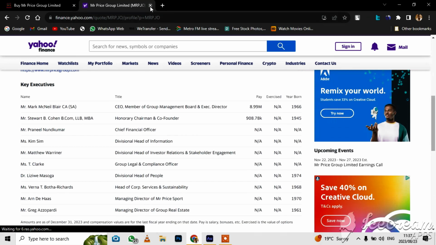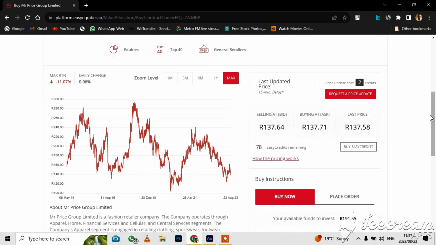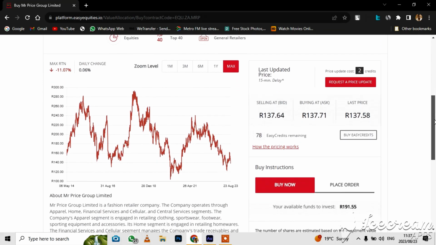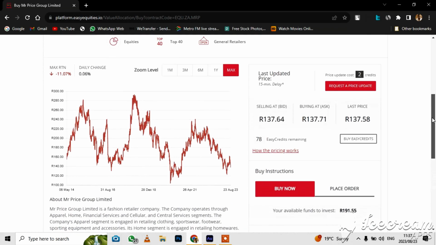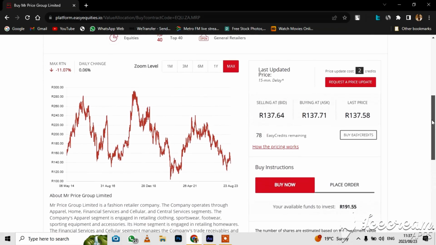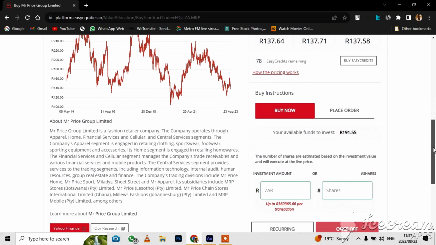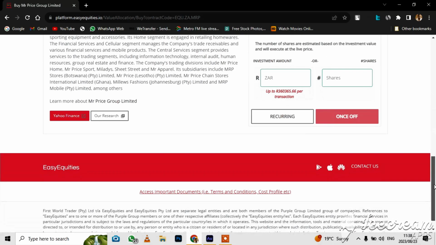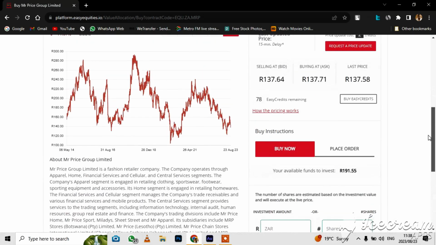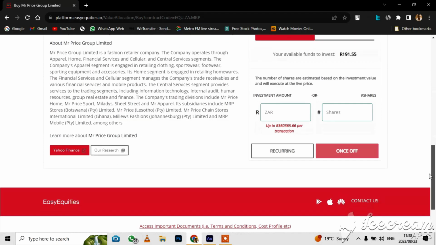So let's go back to Easy Equity. I'm buying, guys. I'm buying. One of the reasons why I'm comfortable with buying Mr Price is because it's one of those companies that I use on a daily basis. It's a company that I know, a company I bump into when I go to the mall, a company that I shop at. The beanie I'm wearing, I bought it from Mr Price. 80% of my clothes is Mr Price, so why don't I buy the shares from the company I associate with?